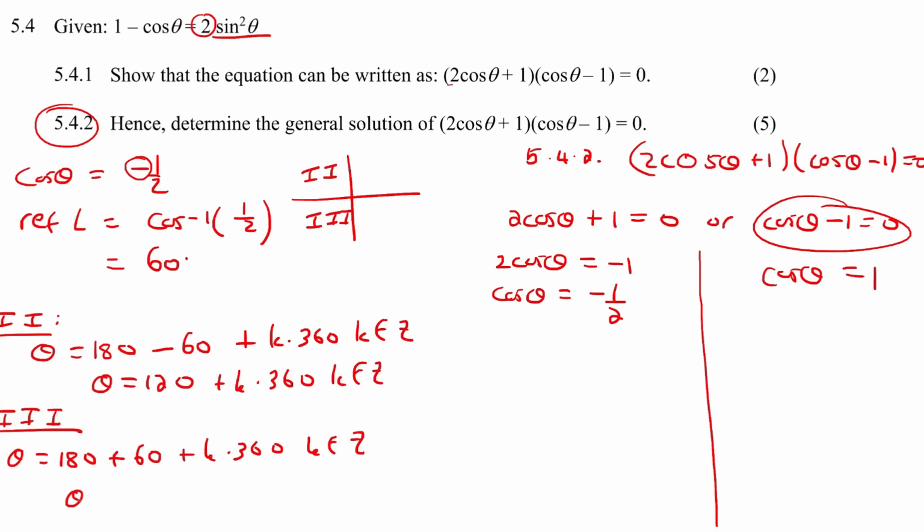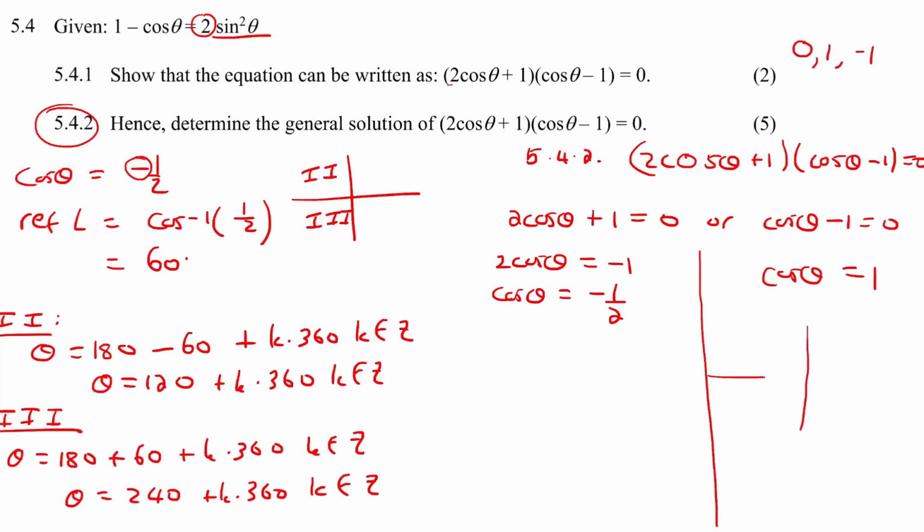And then here we're going to get 240. Okay, and then for this one, if you've watched my videos, you know that whenever it's a 0, 1, or a -1, I use the graph method. I find it very easy.